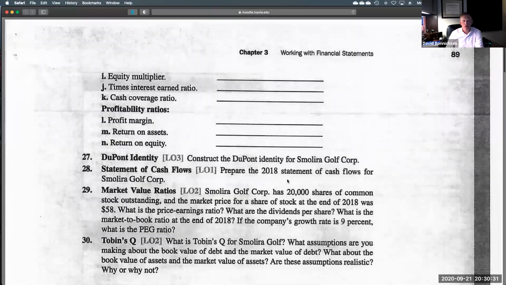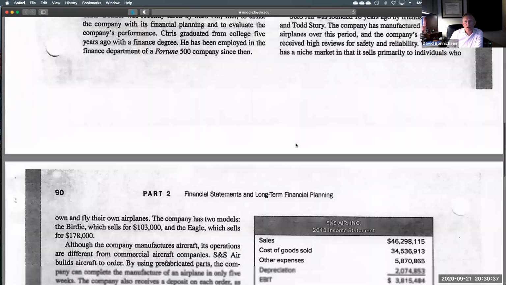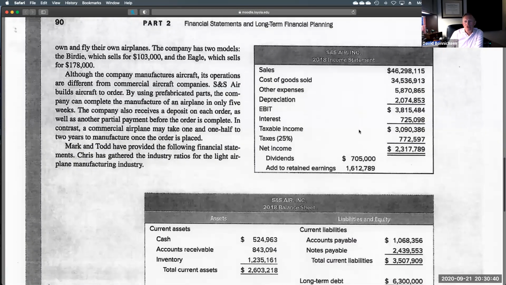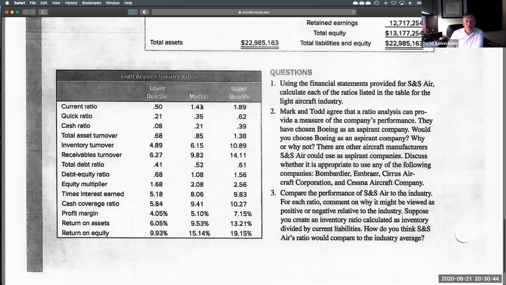Okay, so here it is. The mini case, ratio analysis at S&S Air. You get a little description about the company. You're given income statement information, balance sheet information, and the airplane industry sector ratio information: lower quartile, upper quartile, median.